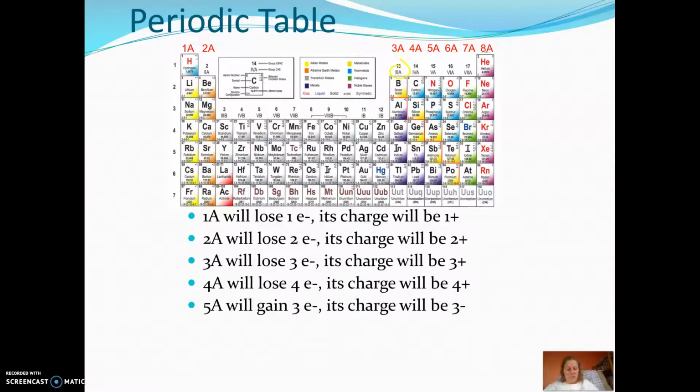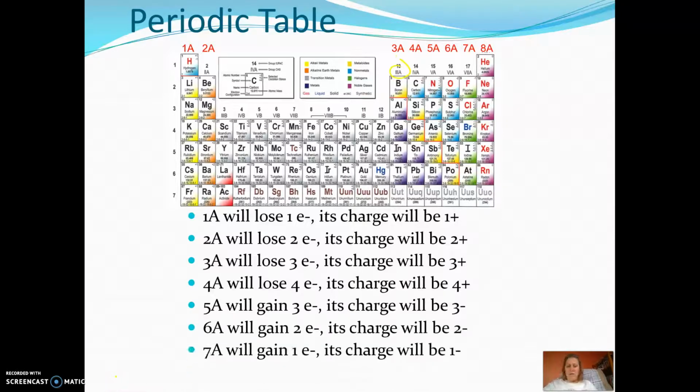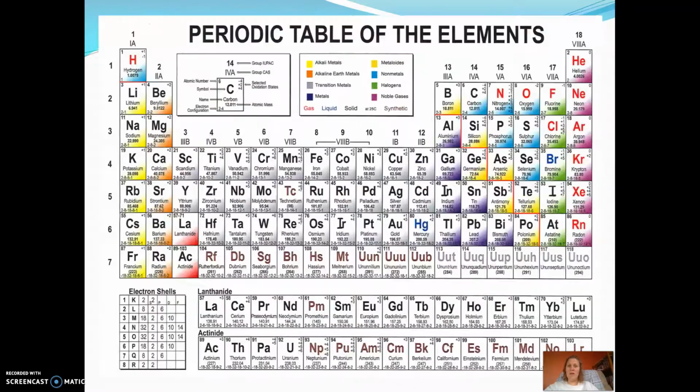Okay, so 6A will be a 2 minus charge. 7A will be a 1 minus charge, and 8A, they have 8 valence electrons. Those are happy. That's why all of these are 0, 0, 0. That's why they don't do anything. Their valence electrons are full. That's why they're noble gases, and they don't do anything.